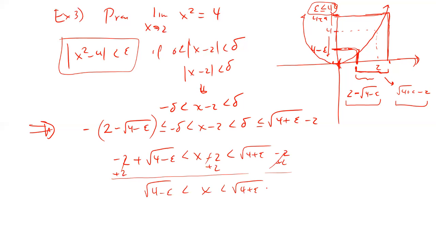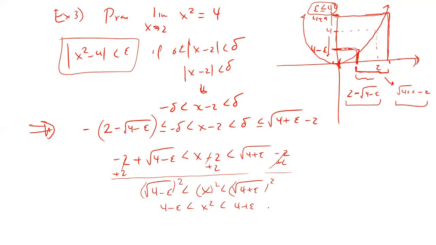Let's see, I can square both sides. Are we okay with me squaring both sides? Think about it here. If you have 3 that's less than 4, less than 5, if I square them, the interval still stays? Yep. So I'm going to square, and I'm left with 4 minus epsilon less than x squared, that's less than 4 plus epsilon.